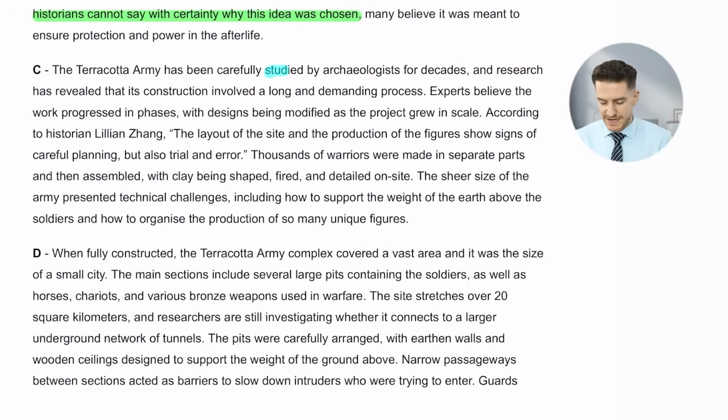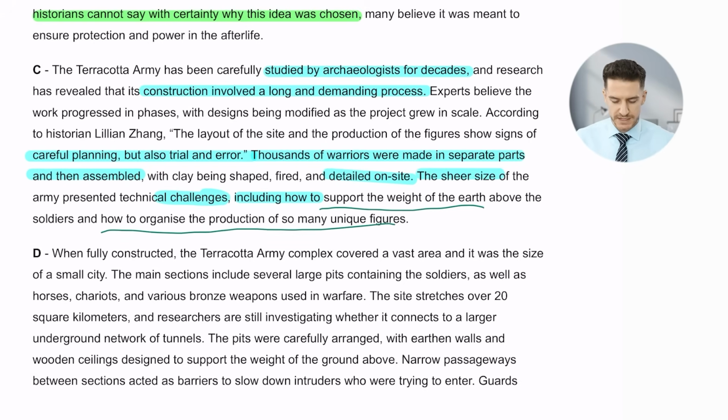So the Terracotta Army has been studied for decades. That could be important. Its construction involved a long and demanding process. So this paragraph could be about maybe the problems with construction or the challenges that were faced. Experts believe that the work progressed in phases. Okay, according to historian, the layout of the site shows signs of careful planning. That could be important. Trial and error. Thousands of warriors were made in separate parts. That's quite important. Separate parts and then assembled in detail on site. The sheer size, so that means the very big size of the army, presented a lot of challenges, including how to, and then there are some examples. So support the weight, how to organize the production of so many unique figures.